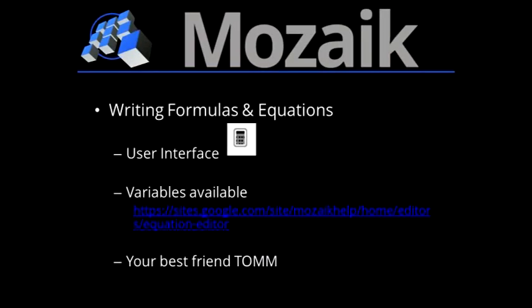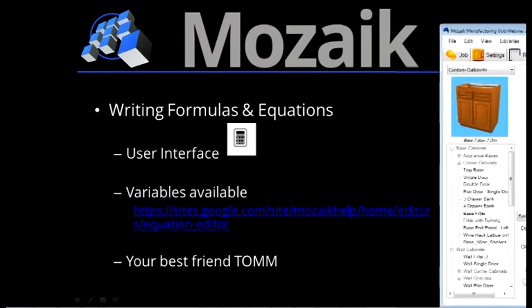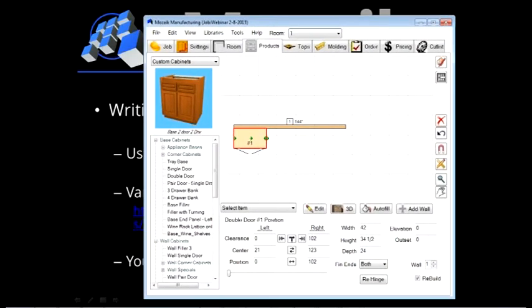Writing formulas and equations is actually very simple within Mozaik. We have simplified it. We've put a user interface on the front of it that makes it fairly easy to use. You have probably noticed throughout the software the little calculator. When you see that, that is where you have opportunities to write equations or formulas. If we look back at the software again, you can see the different areas where that's actually available to you.